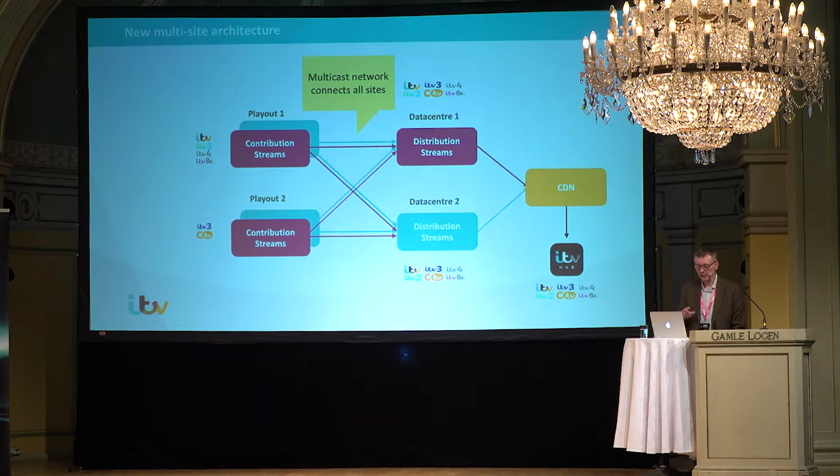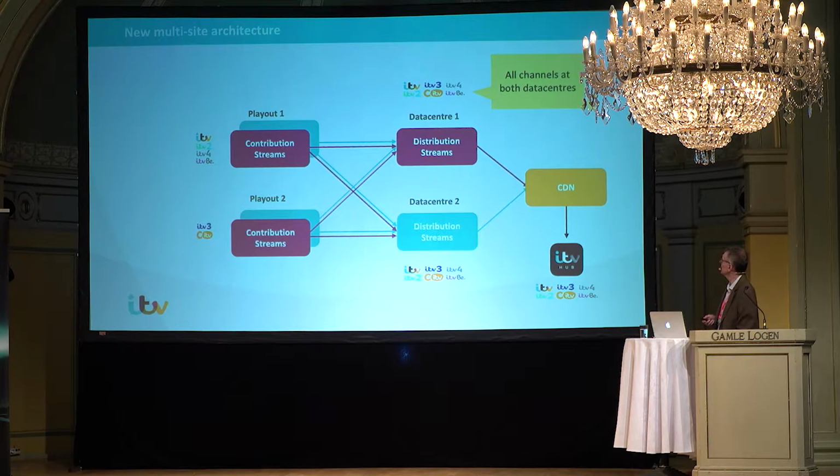The transport streams from the contribution side are all multicast. So they flow naturally across our entire network, so you can pick them up at any location, and that really helps with fault recovery. So now we see we've got all channels at both data centers, all 6 channels, which is a much better world to be in, because in failure mode, either data center can take the traffic.